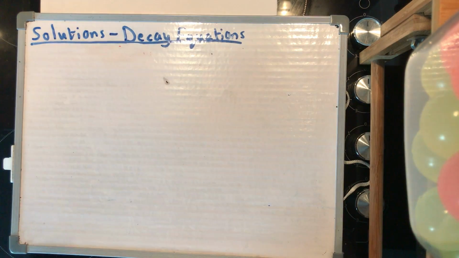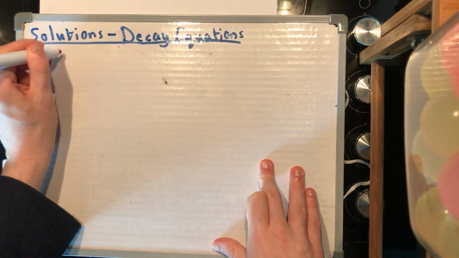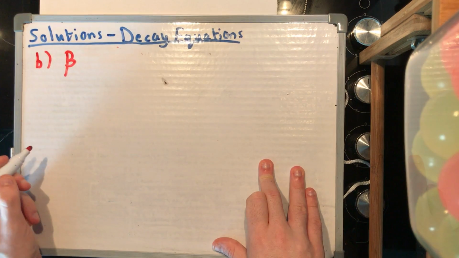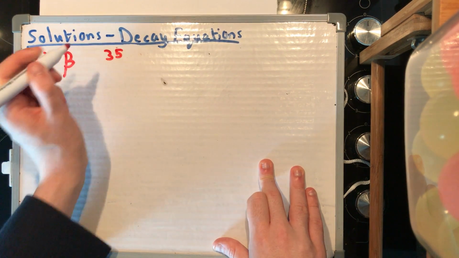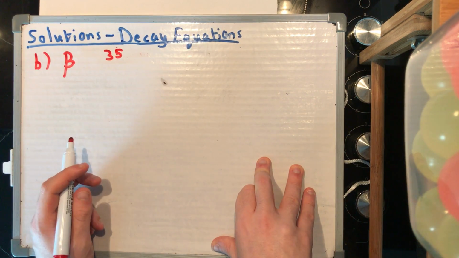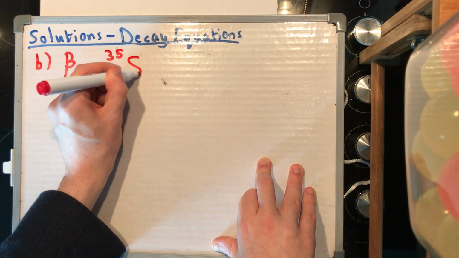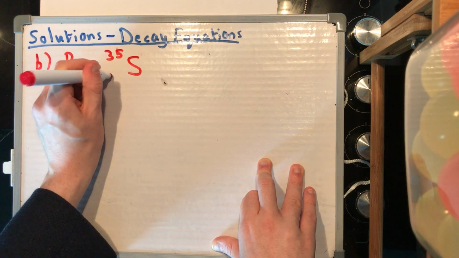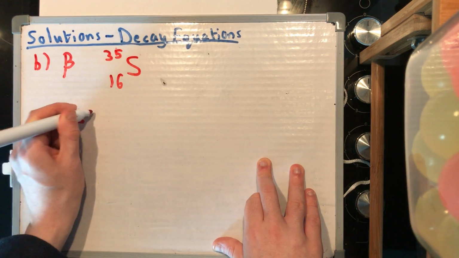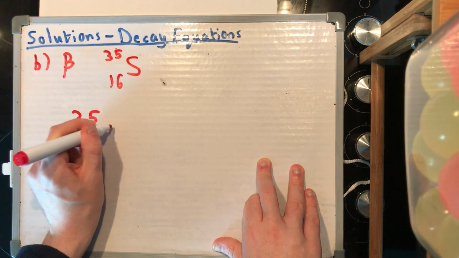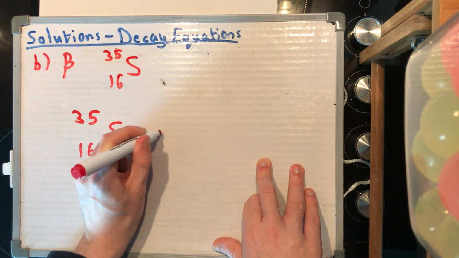The second one, part B, was beta decay for sulfur 35. So 35 was our atomic mass, because that was the isotope of sulfur that we were working with. And I also gave you the atomic number, which is 16. So let's do it again. 35, 16, S goes to.